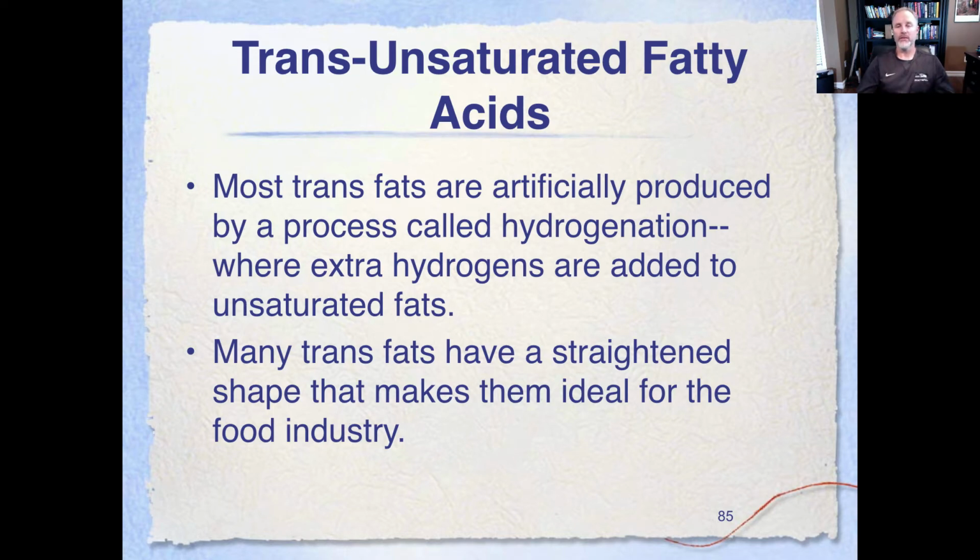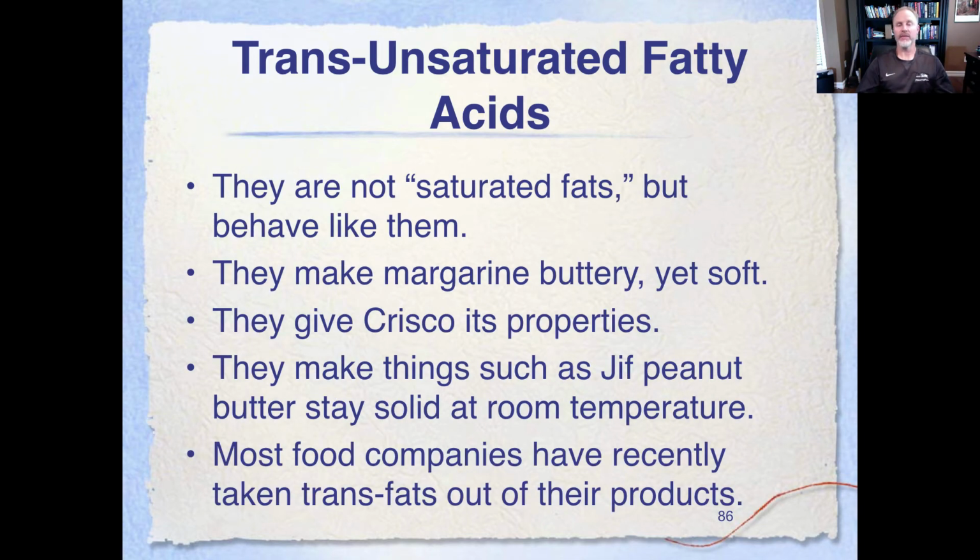And these trans fats, of course, we said for the most part are produced through hydrogenation. They're artificially produced, and this makes them ideal for the food industry because you can call it unsaturated fat, but it behaves like the saturated fat. And it's the thing that makes margarine buttery and soft, so it's easy to spread. Crisco that you cook with used to be made with a lot of trans fats. And Jif peanut butter, okay, so you can keep it in the cabinet and it doesn't get separated out. So that's hydrogenated oils. That's how you produce these trans fats.